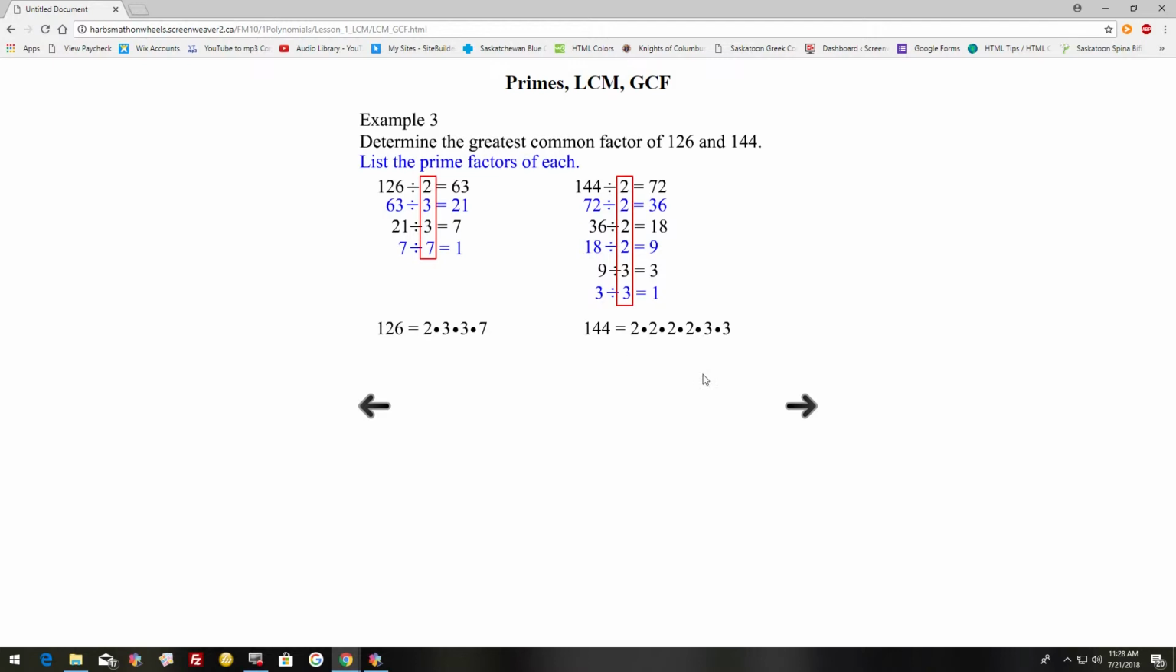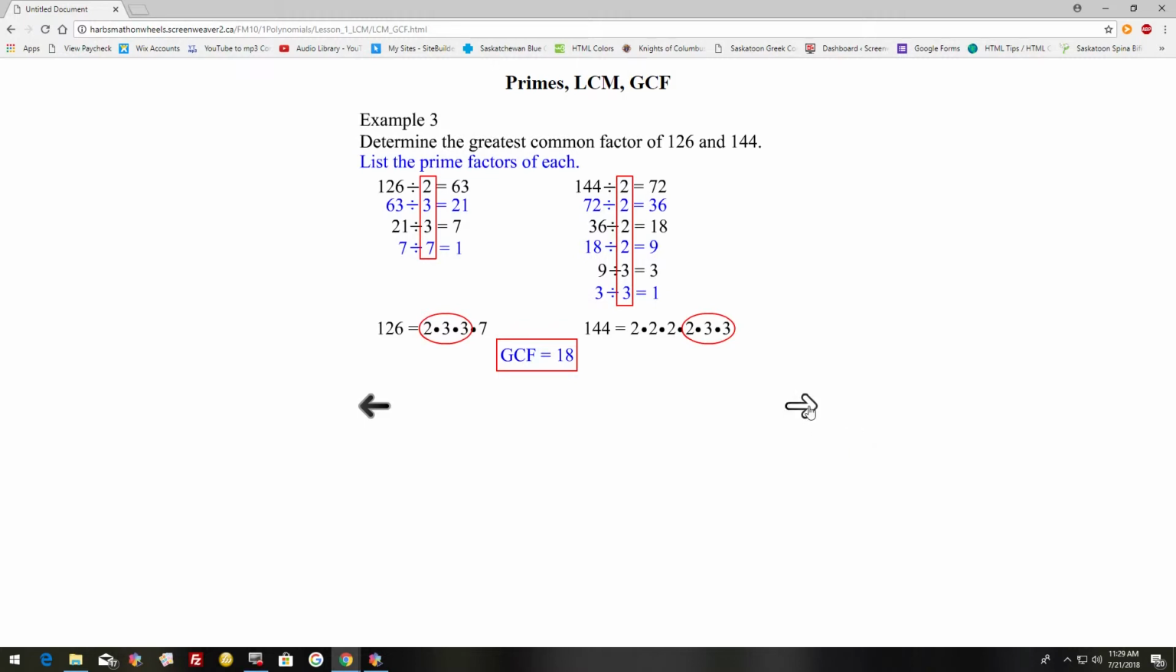Or, now that we have them listed that way, take out the common factors in both. 2 times 3 times 3 is common in both. 2 times 3 times 3. Multiply those together and we get 18. This is our greatest common factor, or GCF, for 126 and 144.